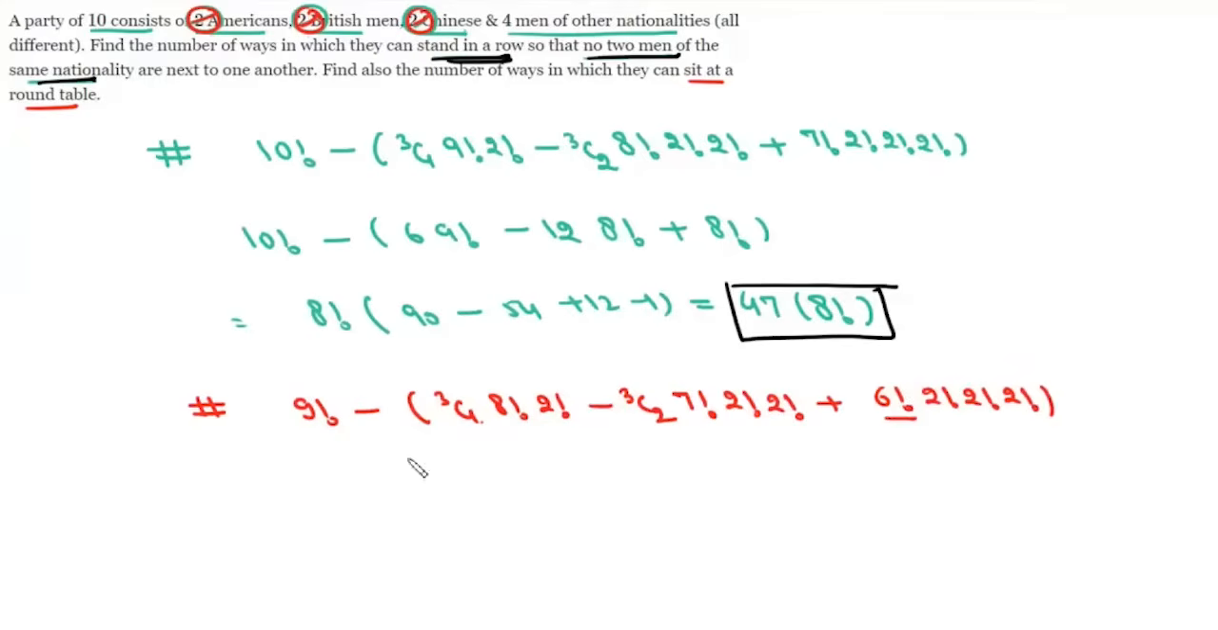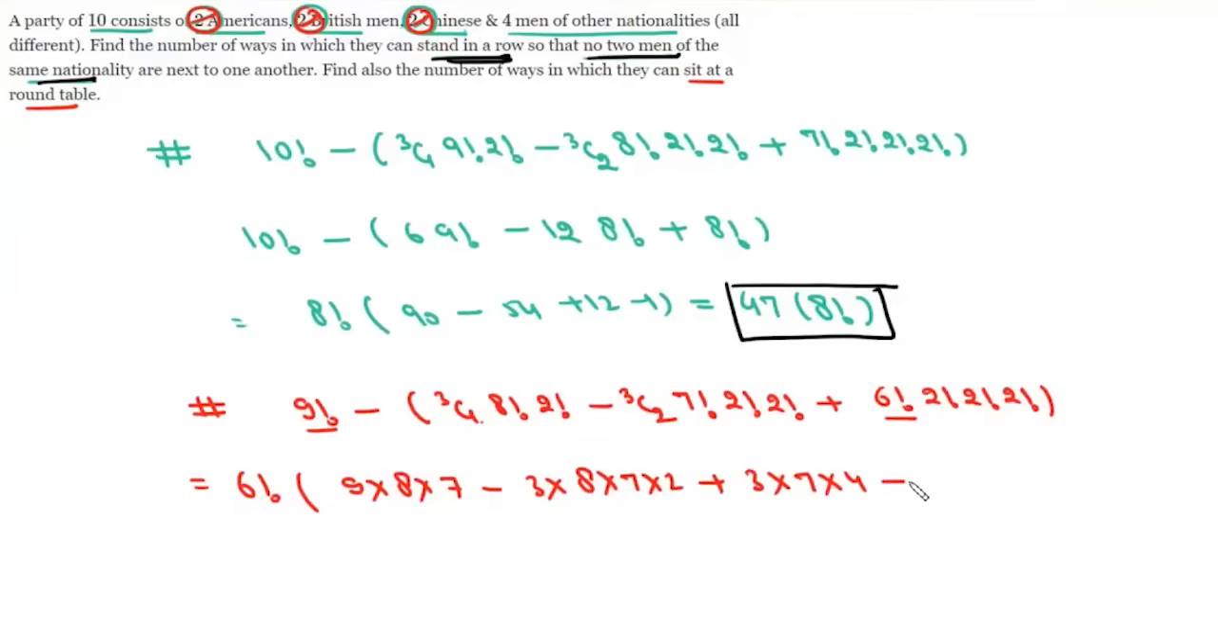Now we'll take factorial 6 common. If we take factorial 6 common, it will be 9 into 8 into 7, and then minus 3 into 8 into 7 into 2, plus 3 into 7 into 4, and then minus 8, and it will be 244 into factorial 6. So they can be arranged in a circle so that no two men of the same nationality are together.